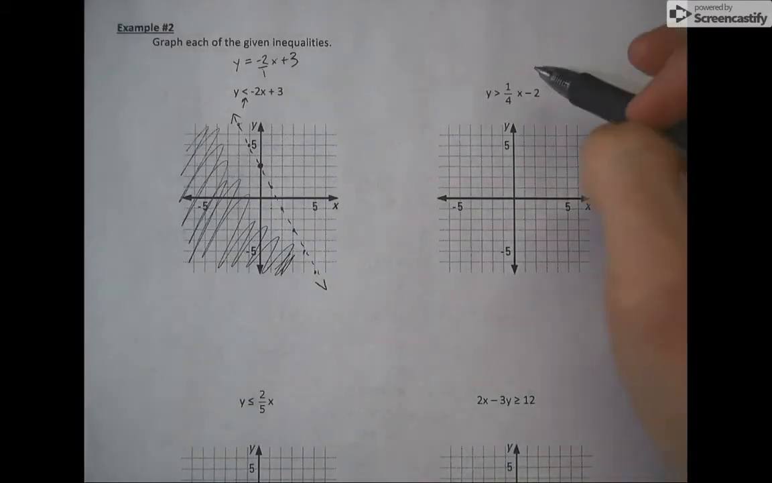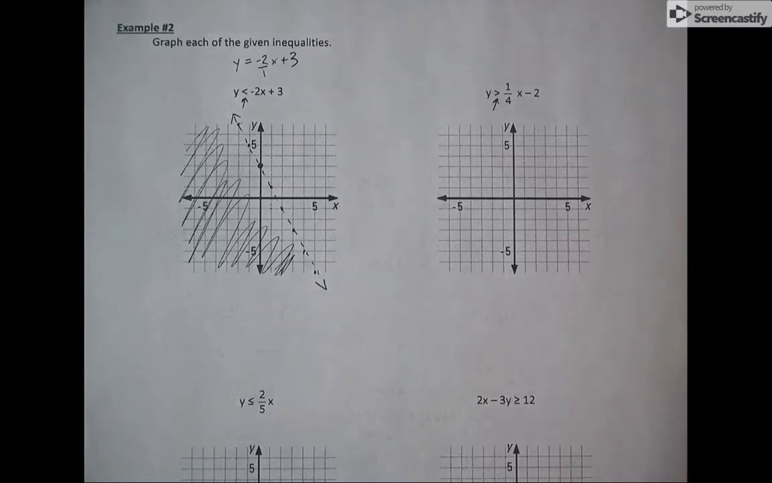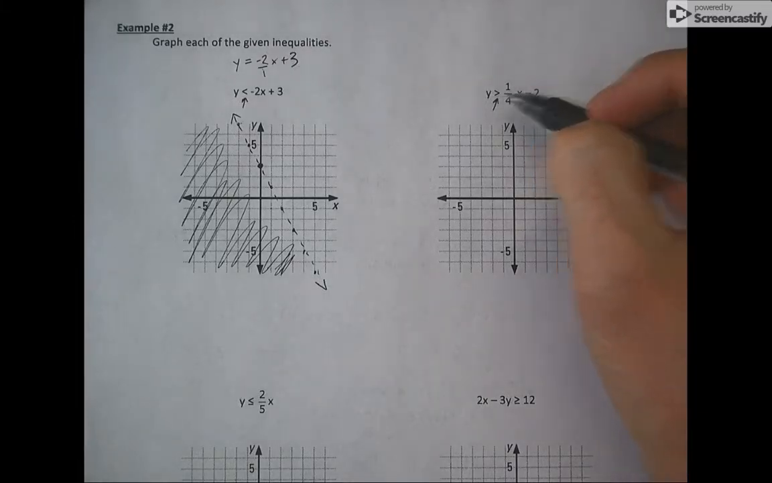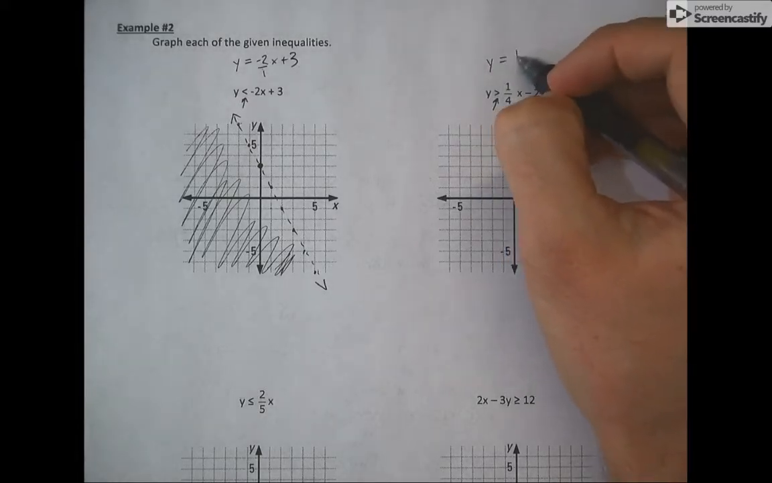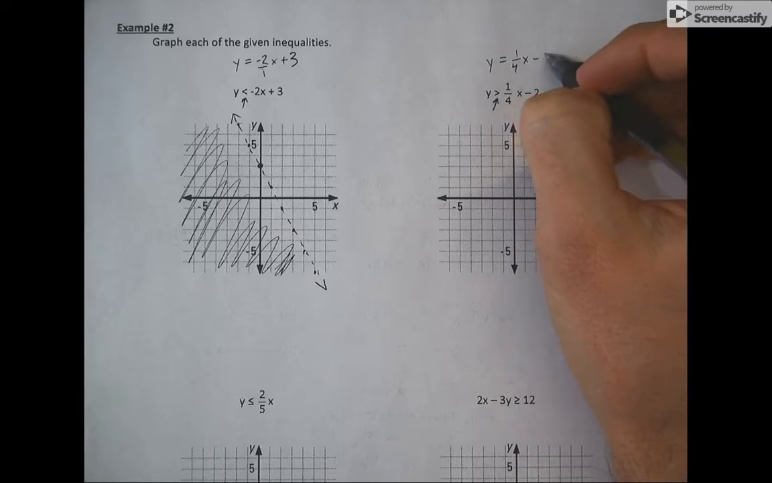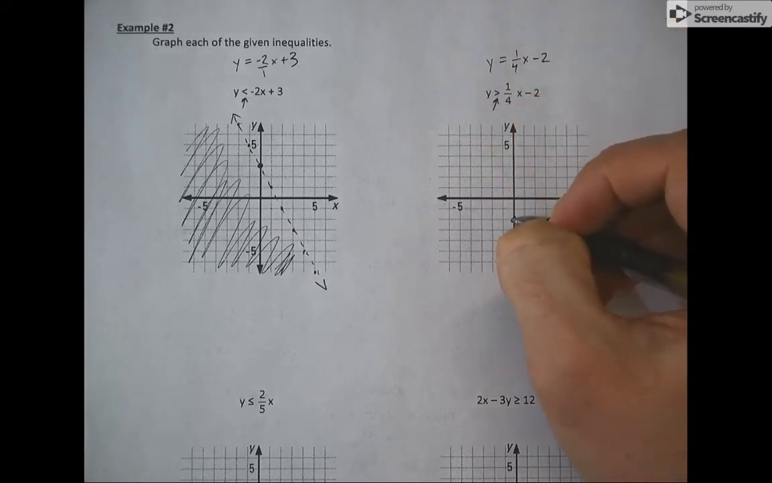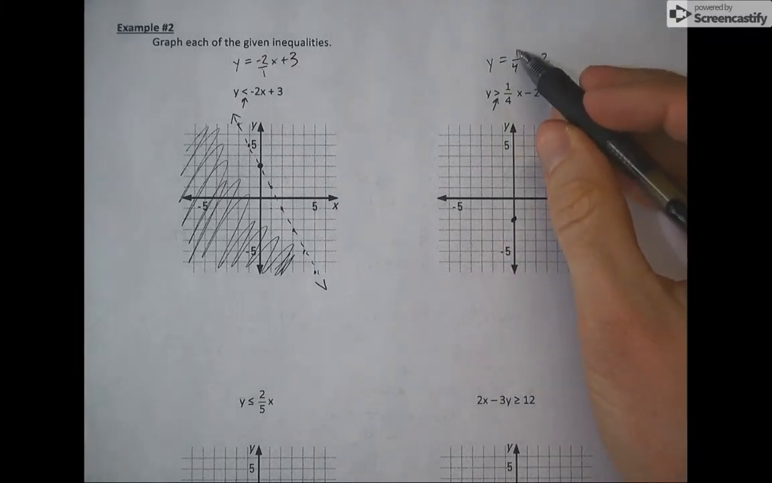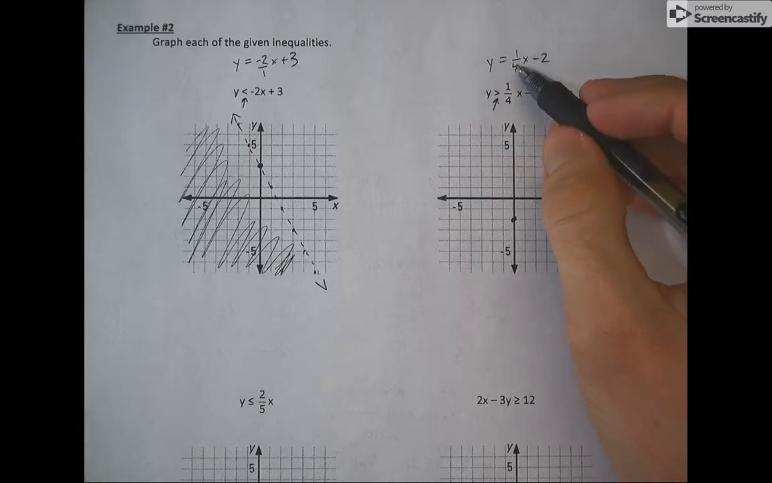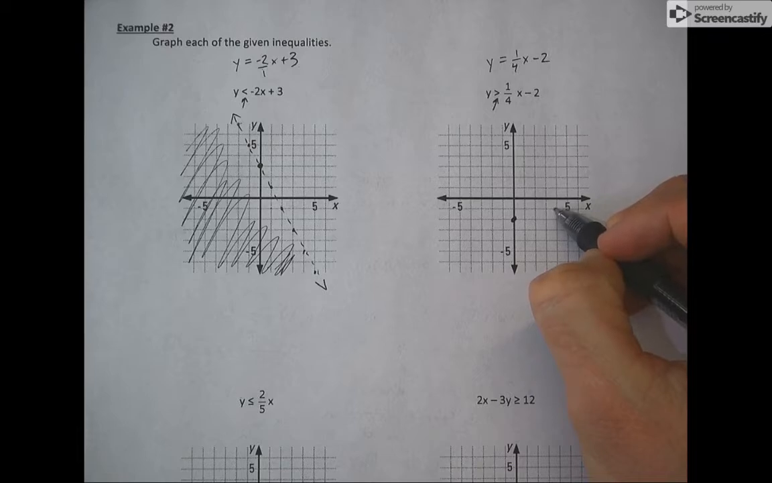So going on to the next example, we've got a greater than sign. So we're going to shade above the line, and there's no equal sign, so when we draw the line, it's going to be dotted. Again, if it helps, think about it just as an equation. We know the intercept is -2, so it's going to hit the y-axis here at -2, and the slope is a positive 1/4. It's going up because it's positive, up 1 over 4, and we're going to make a dotted line.